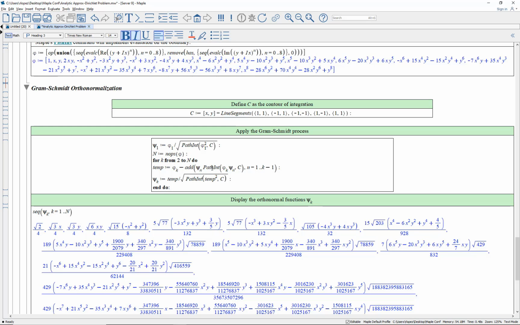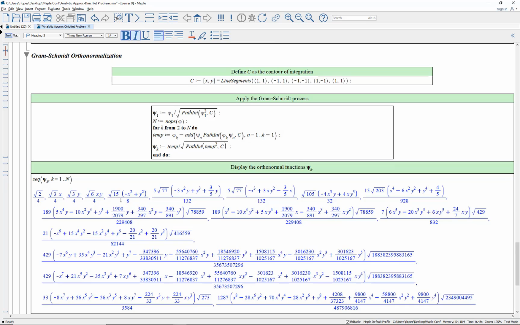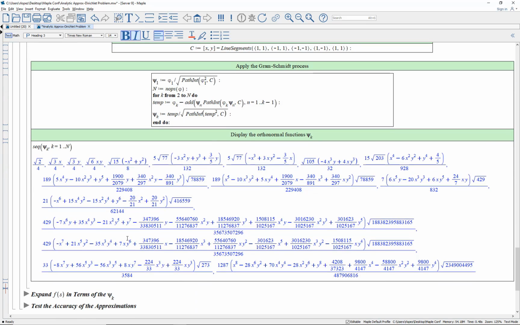You subtract off the component that you have previously found using, again, the path int command. Phi k is the kth member of this list. Here is the previous orthonormal function. Then normalize. So this produced this list of psi k.